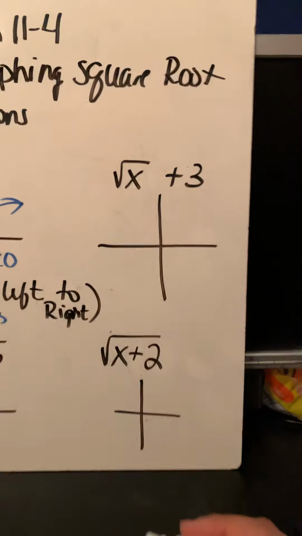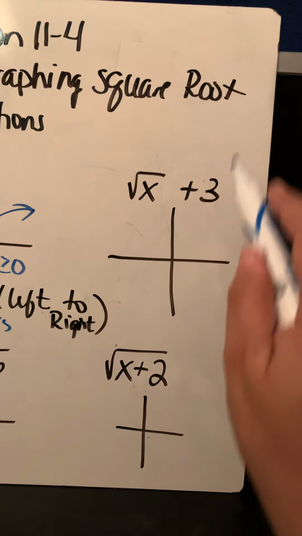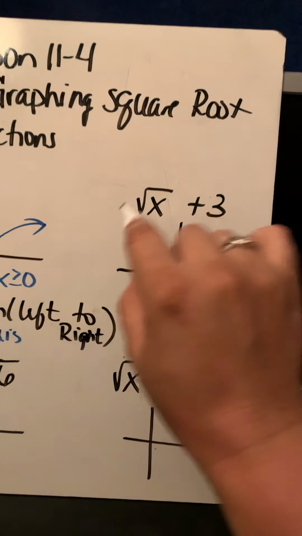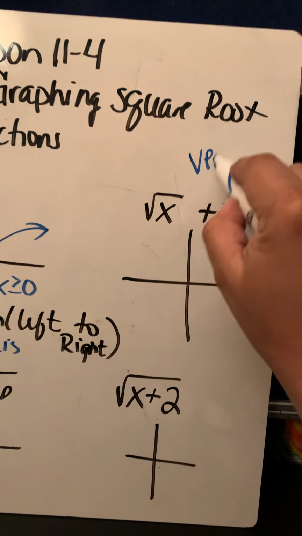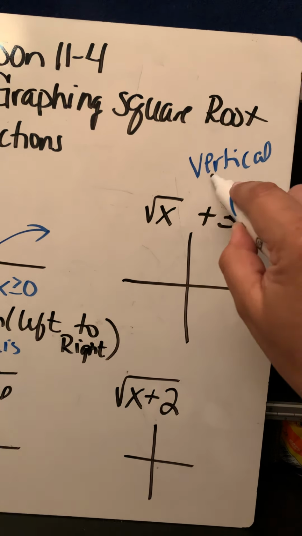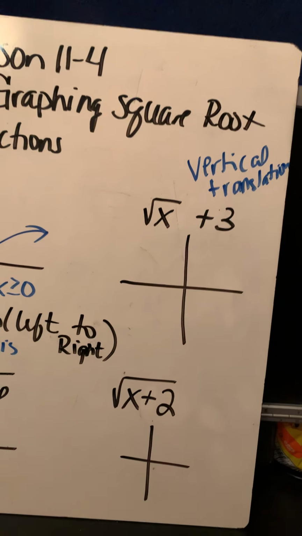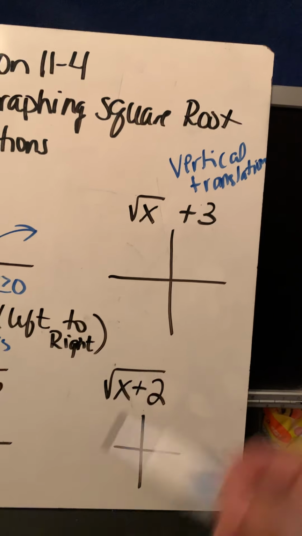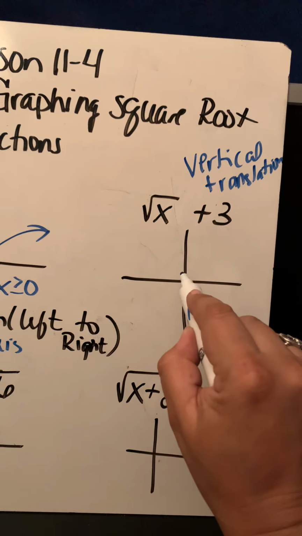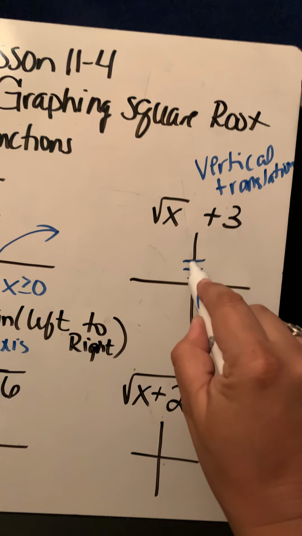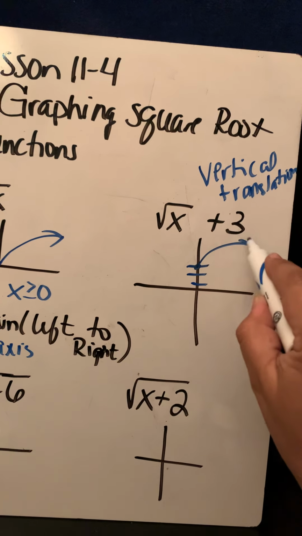This one here. So when you have a number outside, now again, this is a swoop looking thing. When you have a number outside of that radical, we're going to be doing a vertical translation. Vertical means up and down. So we don't flip the sign on that. I'm going to go up 3 units. That's my starting point, so it's just like your y-intercept when we graphed with slope. Draw your swoop.